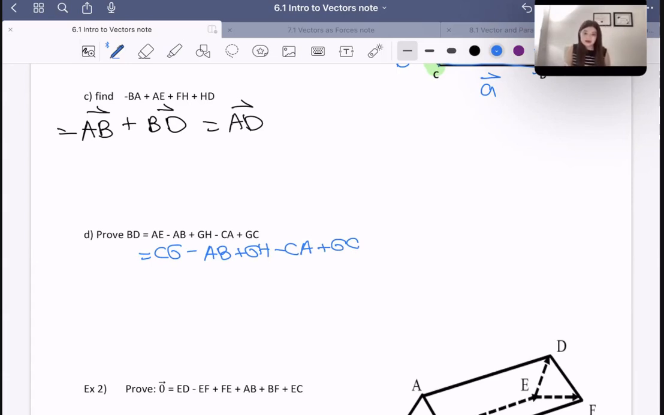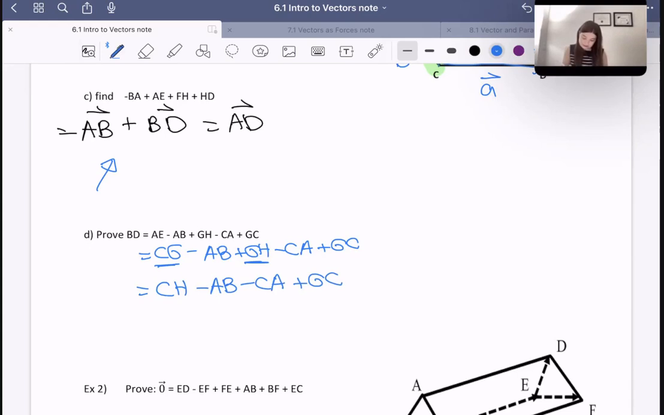What can I do next? Well, I can say here we have CG plus GH. Well, this is what? This is the same thing as CH, right? We just end up at the same place, much like this one. We just end up with CH. So here we have CH minus AB minus CA plus GC.